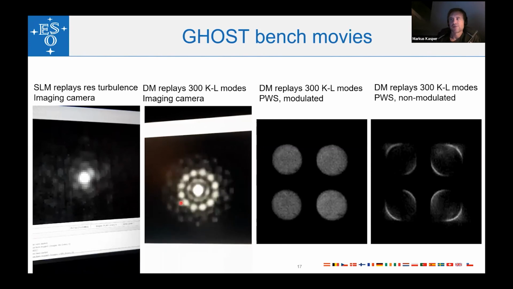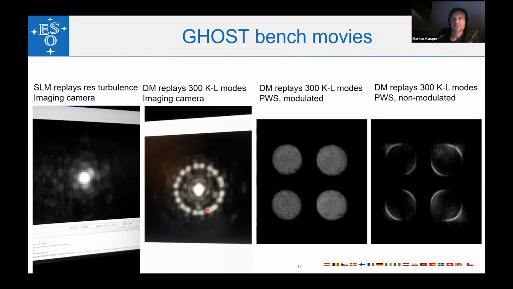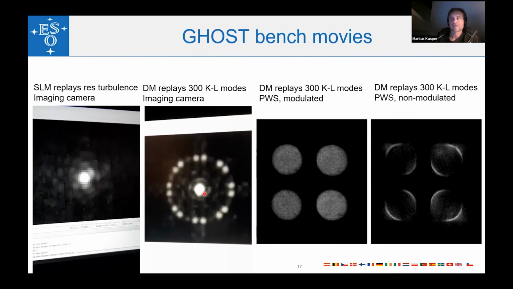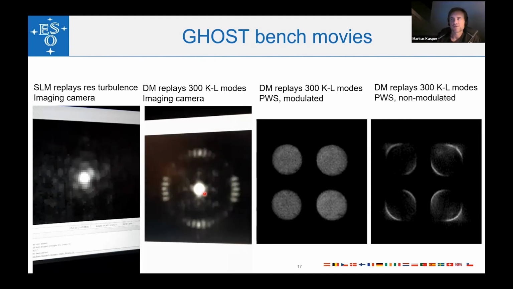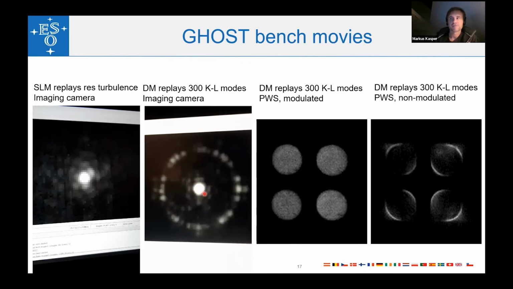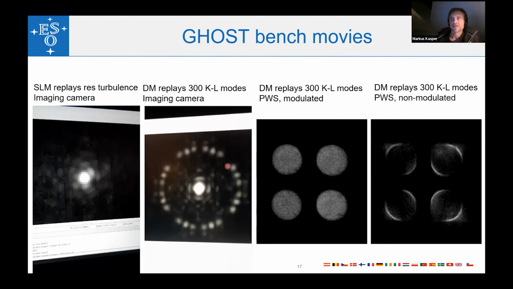Then here you see the deformable mirror that replays the first 300 KL modes. You see how the speckle pattern moves outward with the spatial order of the KL. It's a nice illustration of the correction radius of the DM. The higher the order of the mode, the further out the affected area in the PSF is.